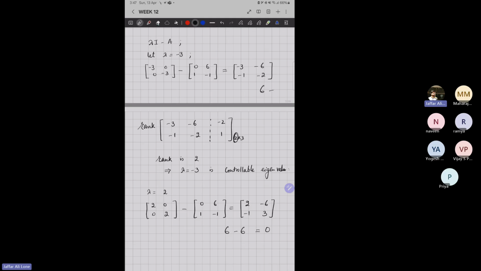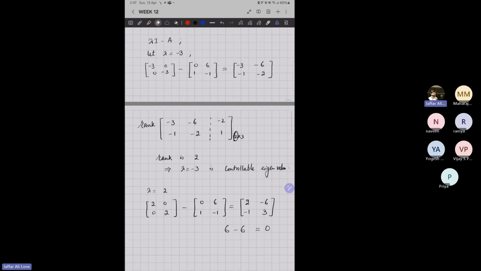Okay, wait. So this is also a controllable eigenvalue. No, we'll have to check. Wait.